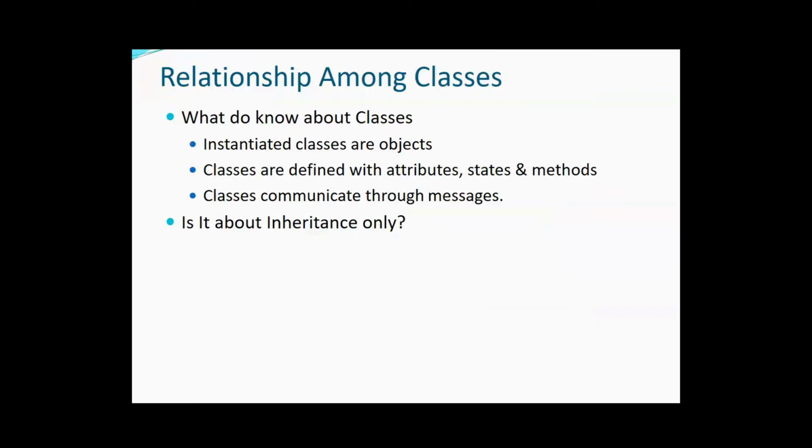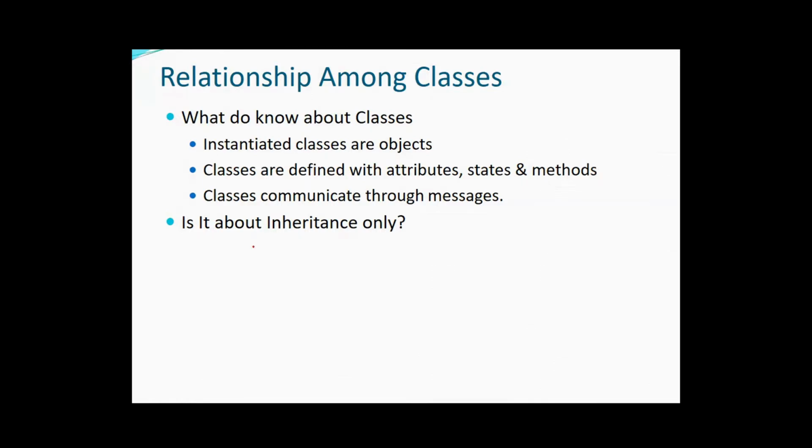Now, relationships among classes. What do we know about the class? We know that the class is a collection of objects that have similar attributes and similar behavior. We also know that we can instantiate a class by getting objects. You can say that the class has attributes, state, and methods. We know that classes represent objects, so they communicate through calling methods and passing messages between these classes.